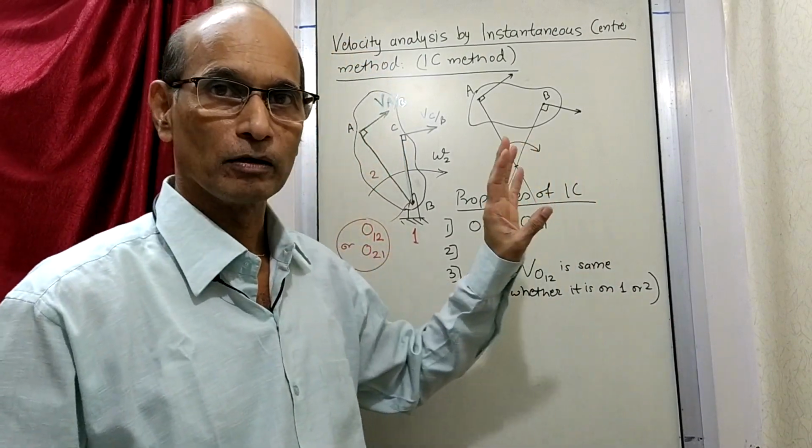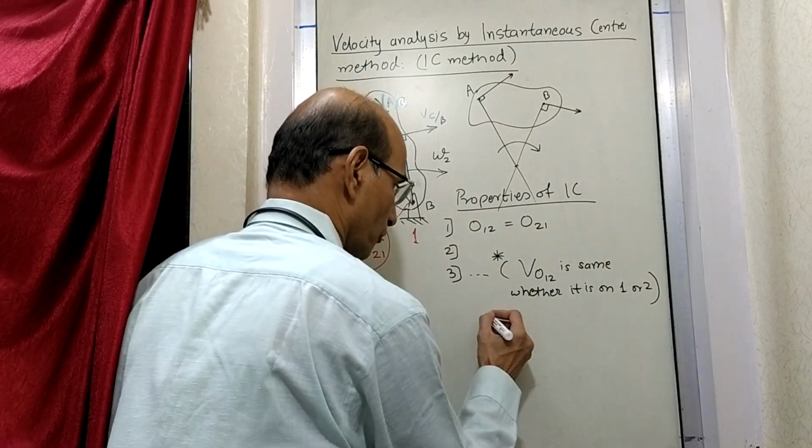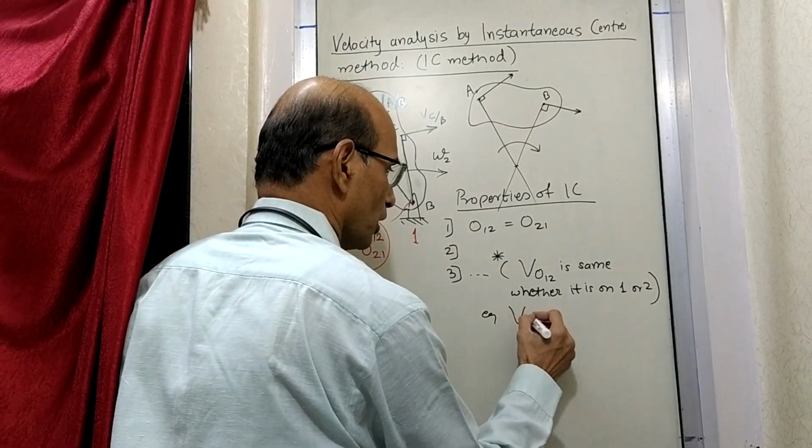So suppose we find out the velocity of one more. What is the velocity of O34?